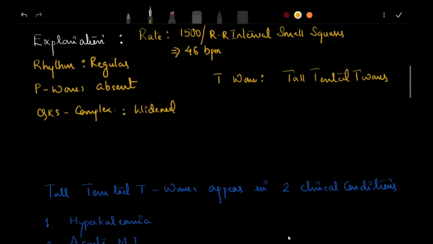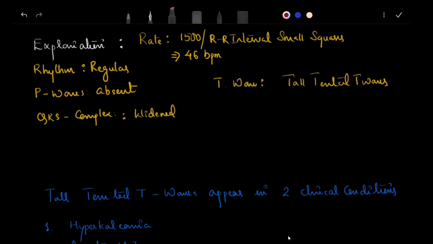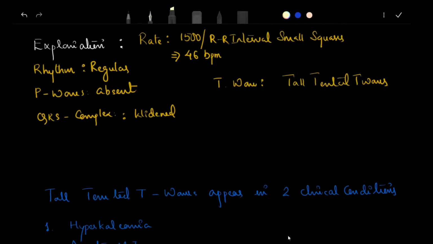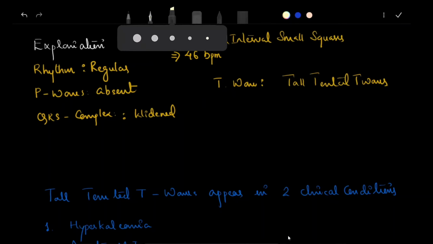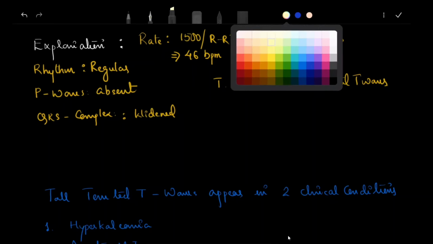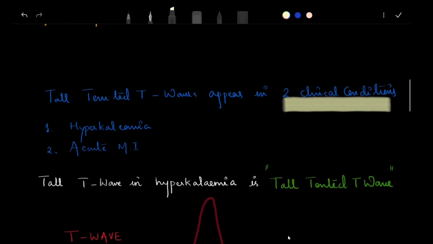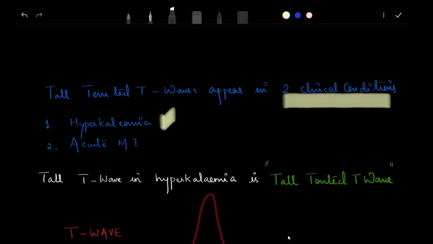wave. We should understand that tall tented T waves appear in two clinical conditions. One is hyperkalemia and the second one is acute MI.